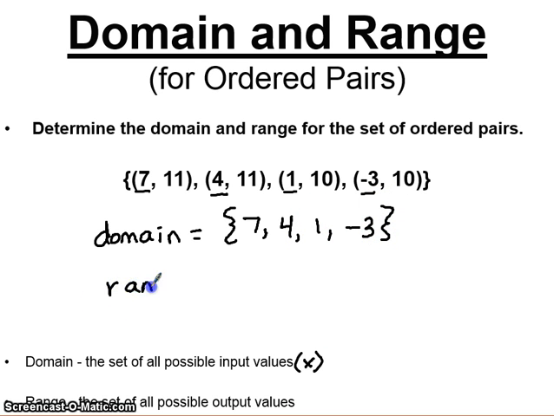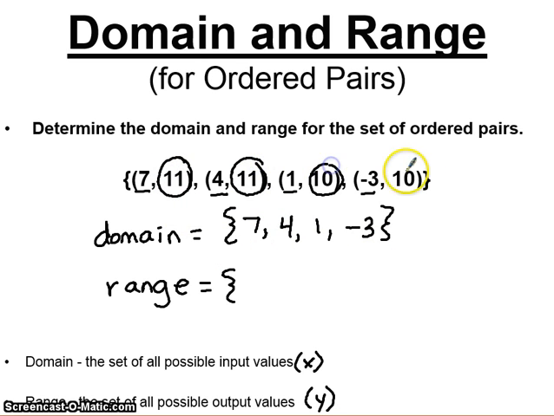Now let's talk about the range. The range is the set of all output values, which we know are the y's in the set of ordered pairs. If we look, it outputs 11, 11, 10, and 10. And when we make our set list, we do not have to list them more than once. So the only output values are 11 or 10. This relationship always outputs either 11 or 10.